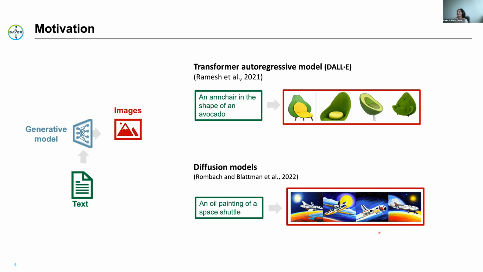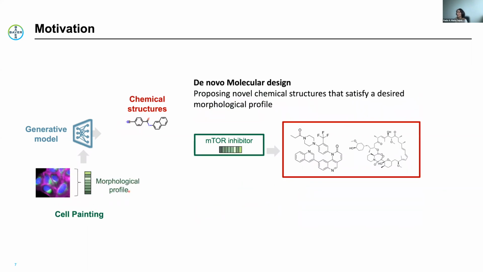So we thought, what if we use a similar approach, or at least similar reasoning, but instead of feeding text, we feed in morphological profiles of Cell Painting images, and instead of asking for images, we ask the model to produce chemical structures. In this sense, we would be tackling directly the de novo molecular design field, proposing novel chemical structures that satisfy the input desired morphological profile. As an example, if we put in the profile of an mTOR inhibitor, then we expect the model to produce molecules like Torin 1 or rapamycin.